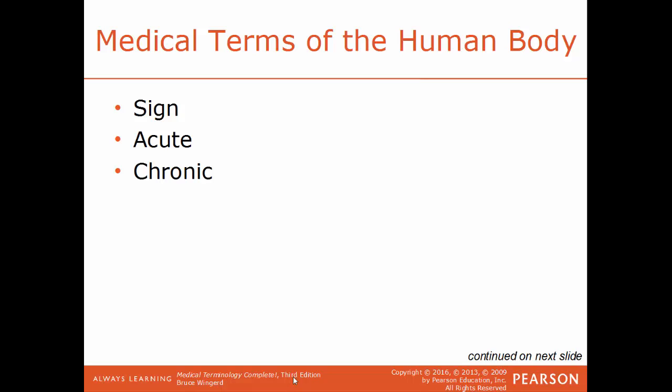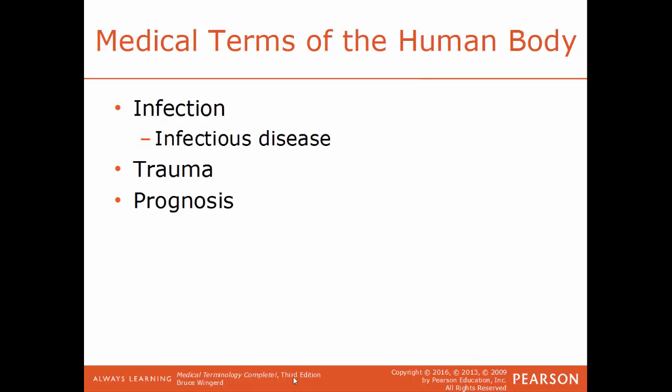Next two, acute and chronic. Acute means something that happens very suddenly, very rapidly, and chronic is something very long-term. All right, the next term, infection or infectious disease. This is the invasion and the multiplication of a microorganism, such as a virus or a fungal spore or a bacterium. Trauma is a general term for either emotional or physical injury. And the last one on here, prognosis. This is a forecast for a possible outcome of treatment.